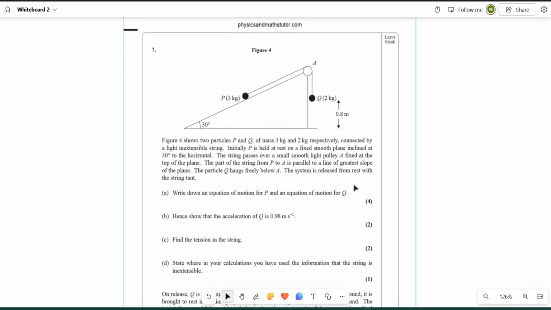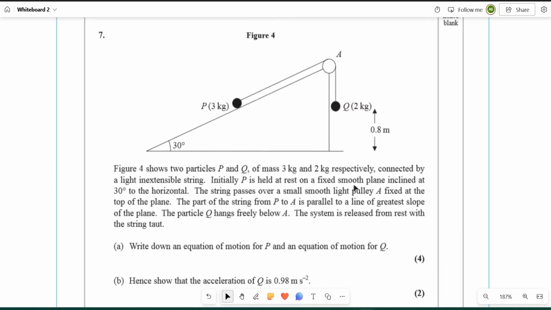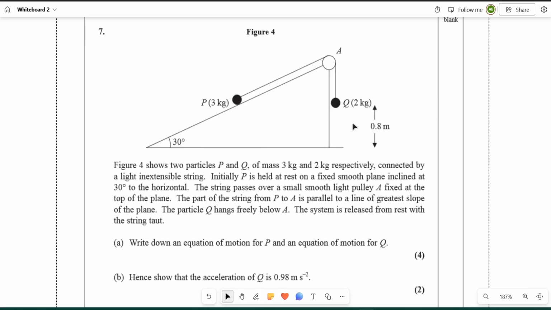What we can do is read the question. Figure 4 shows two particles, P and Q, of mass 3 kilograms and 2 kilograms respectively, connected by a light inextensible string. P is held at rest on a fixed smooth plane. No friction in this plane, that's what we like to hear. It's a simpler question. The plane is inclined at 30 degrees to the horizontal. The string passes over a small smooth pulley, A, fixed at the top of the plane. The part of the string from P to A is parallel to a line of greatest slope of the plane.